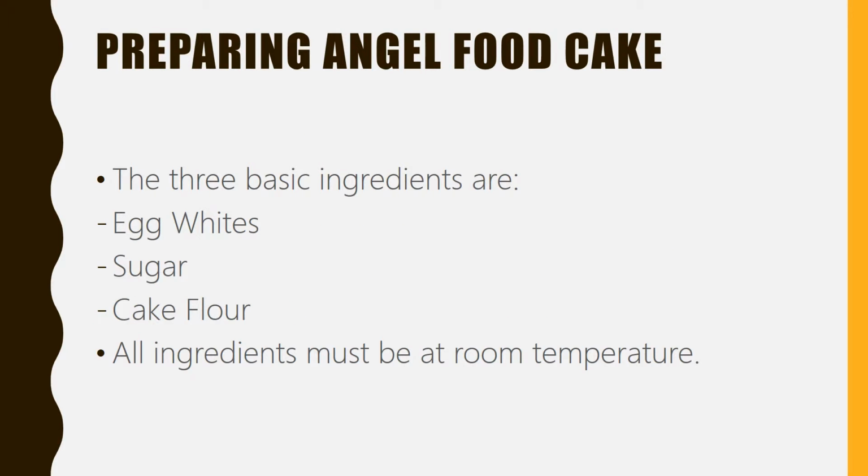When preparing an angel food cake, the 3 basic ingredients are egg whites, sugar, and cake flour. A good thing to remember when creating an angel food cake is that all ingredients must be at room temperature.